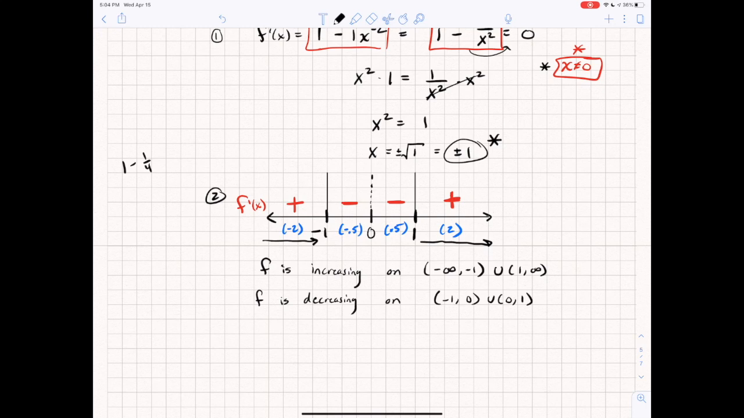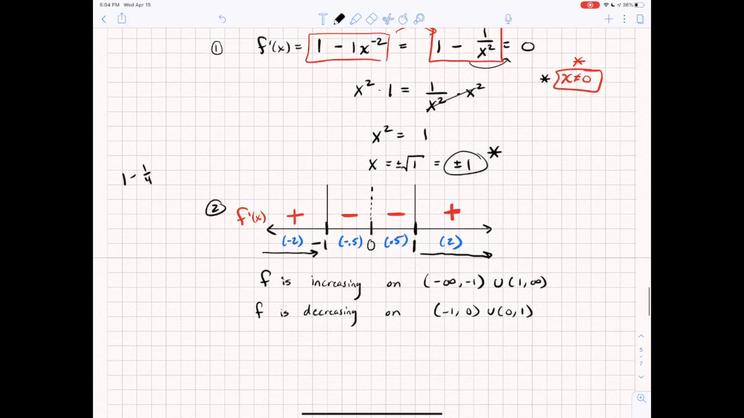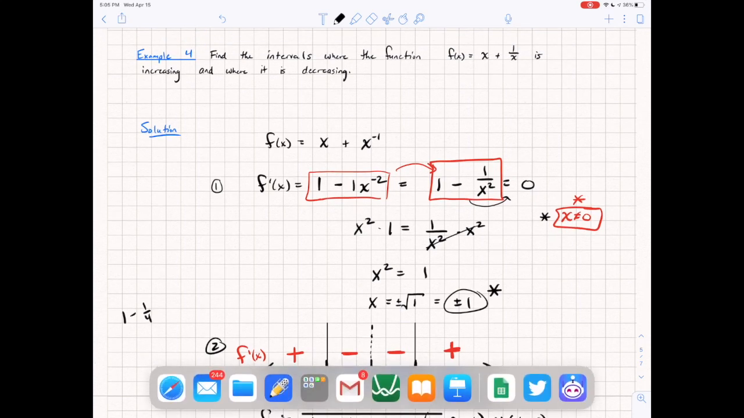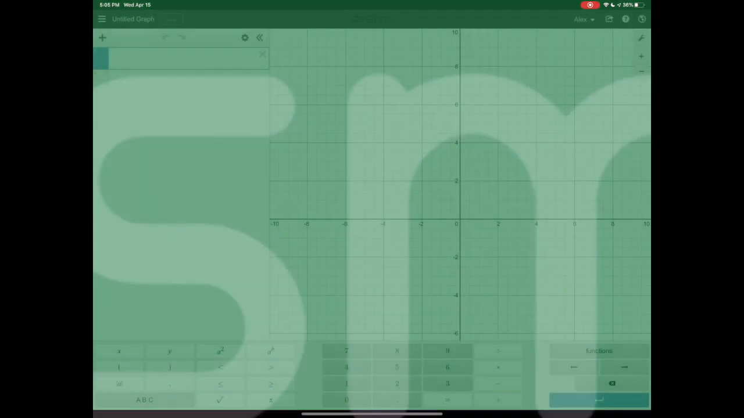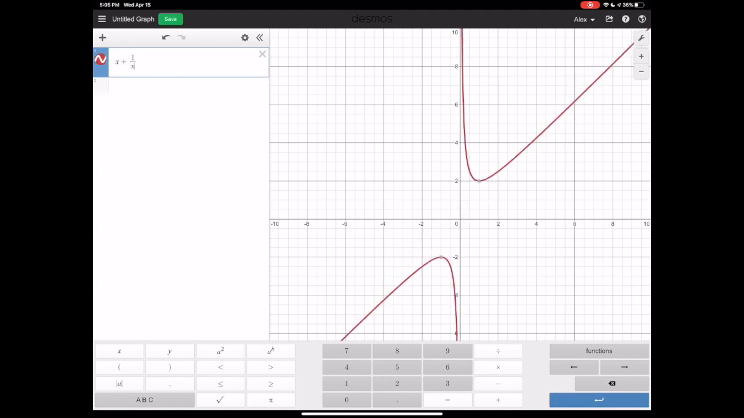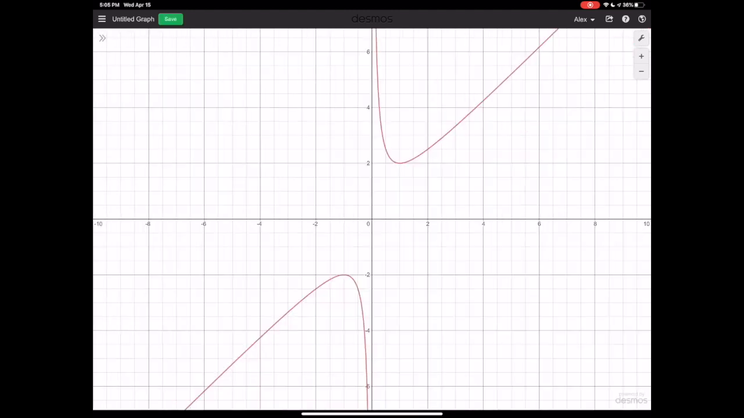To show you this, let me graph the original function so you can see that this is actually accurate. So make sure you write this down because I'm just going to type in the original function. I'm going to go to Desmos, and again, I want to type in x plus 1 over x, and let's take a look at its graph and see if it is true in terms of the information we just found. So let's do x plus 1 over x. And so this is what the graph looks like.